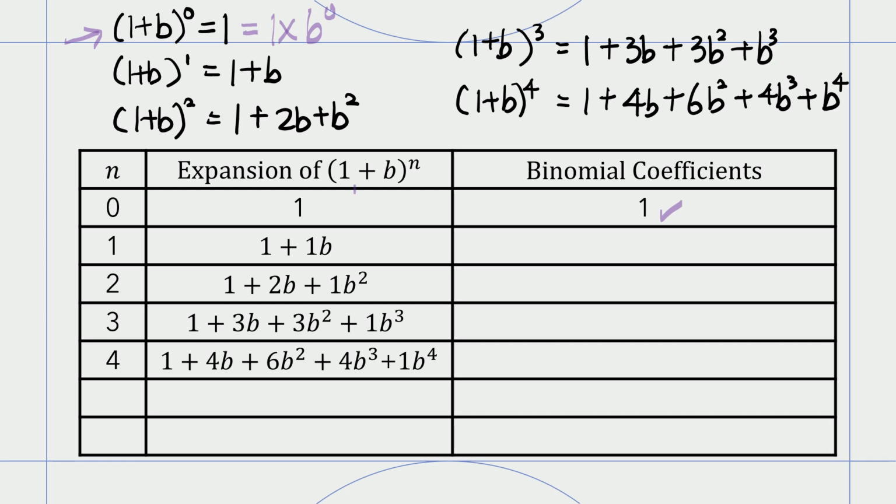Now when n is equal to 1, the expansion you get is 1 + b, and that can be rewritten as 1 + 1b. You can write 1 as 1 times b to the power of 0, and b as 1 times b. Can you see that the coefficient in front of b to the power of 0 is 1, and in front of b it's 1? Therefore, the binomial coefficients will be 1, 1.